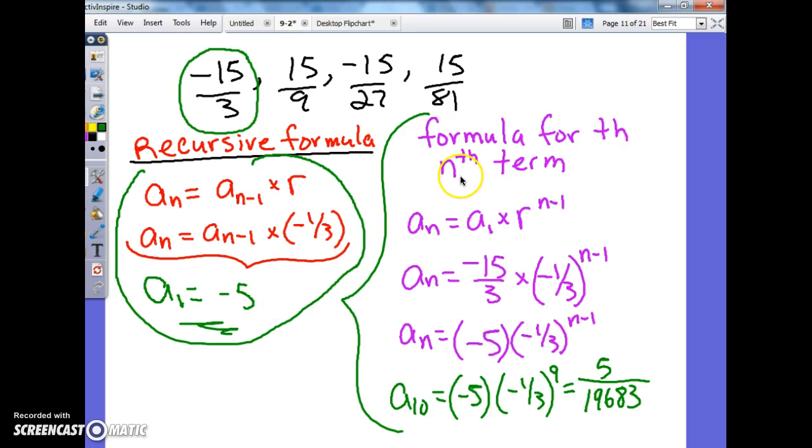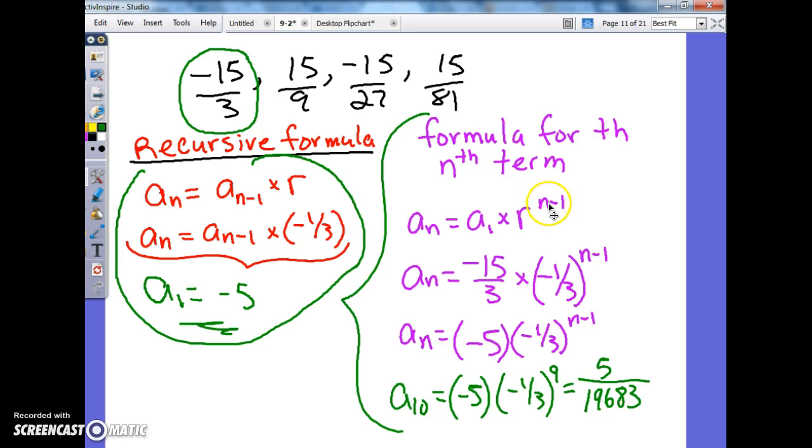Now our formula for the nth term is very similar. I get any nth term by taking a sub n equals your first term times the common ratio, and how many times we multiply by r is represented by an exponent, n minus 1.